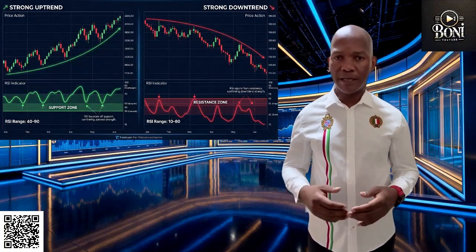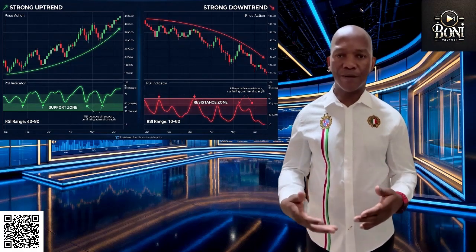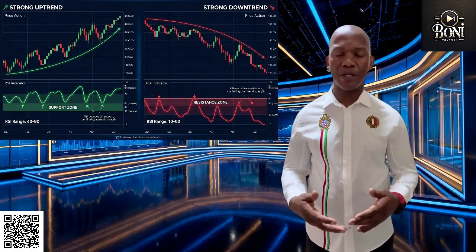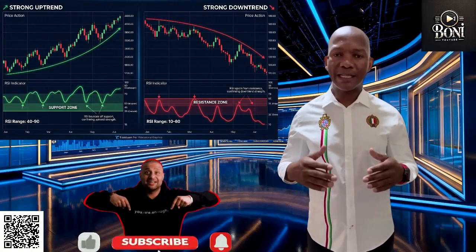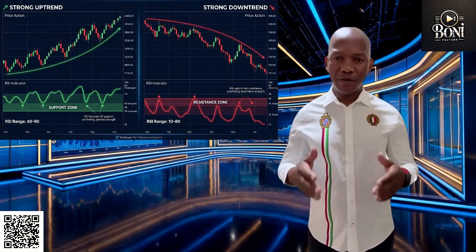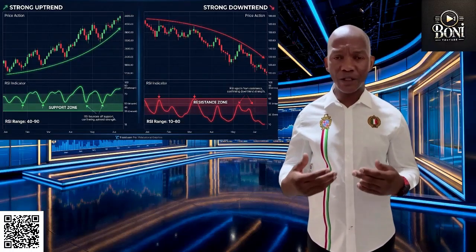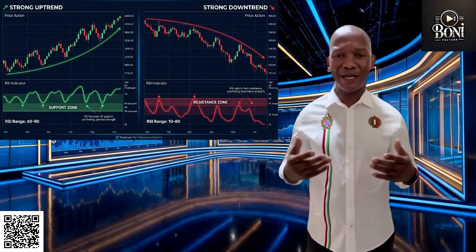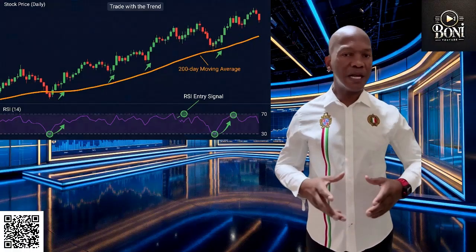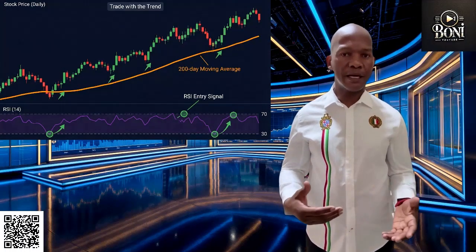In a strong uptrend, the RSI will tend to stay in the 40 to 90 range, with the 40 to 50 zone acting as support. In a strong downtrend, the RSI will tend to stay in the 10 to 60 range, with the 50 to 60 zone acting as resistance. If the RSI starts to move outside of these ranges, it could be an early sign that the trend is weakening.